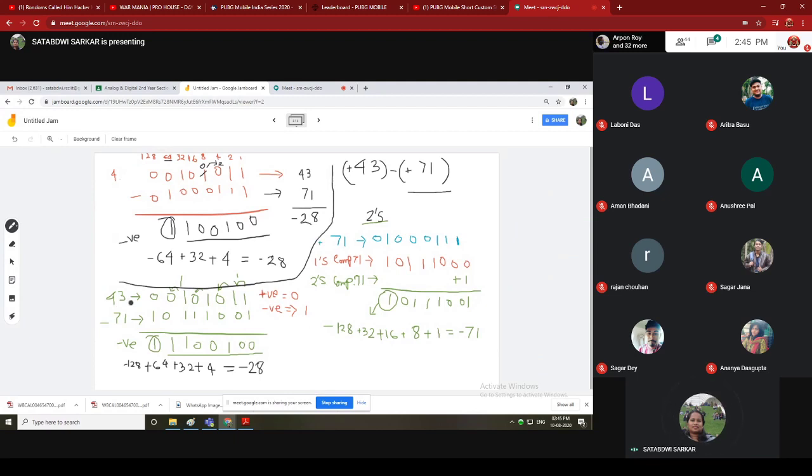Okay. So this is the right way, and this is not required. This is just for checking whether the result is okay or not. So actually this is the way. For the negative value, we have to convert it to 2's complement. So we are not taking the 2's complement of 43 because it is +43, but we are subtracting 71. So we are just getting the 2's complement form of 71, that is the negative value, as it is negative.